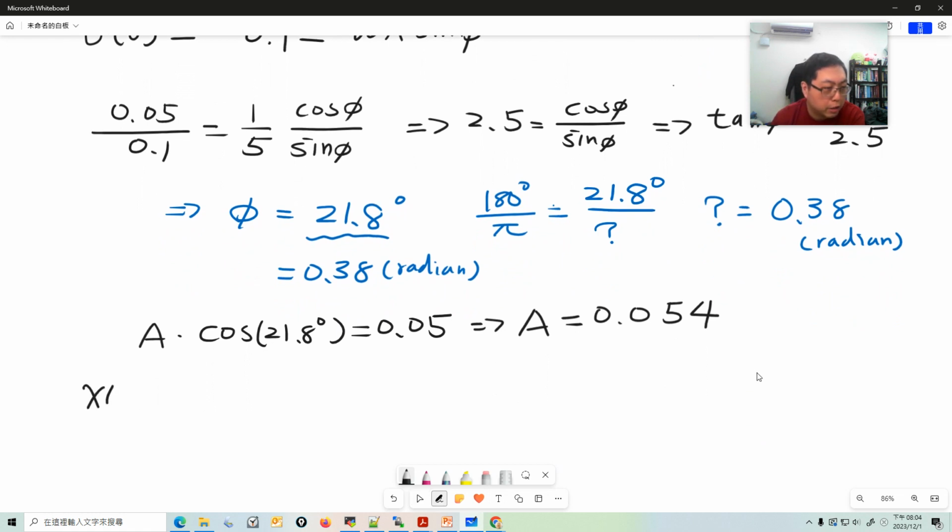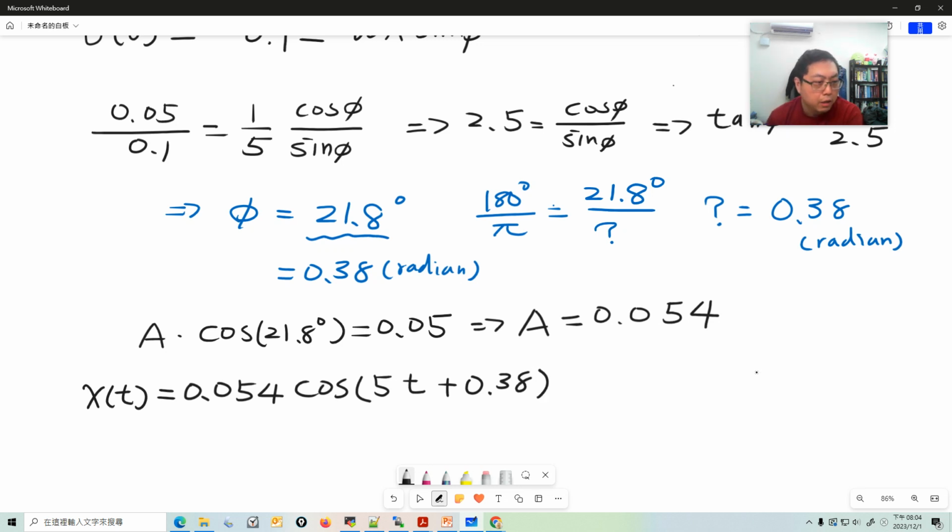Under this initial condition, the position function is 0.054 times cosine of 5t plus 0.38 radian. So we have omega is 5, and the amplitude we already know. So what about the Vmax? Vmax changes, Amax also changes. And the period doesn't change, because omega is the same.